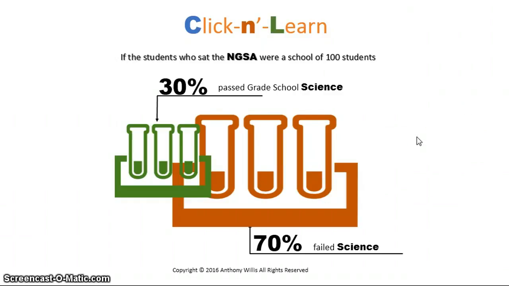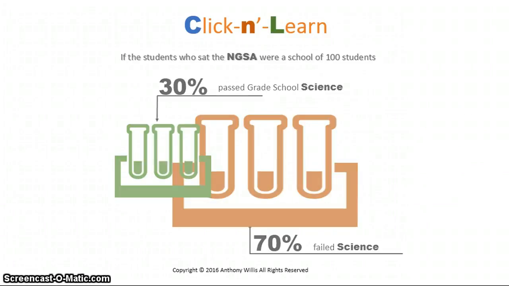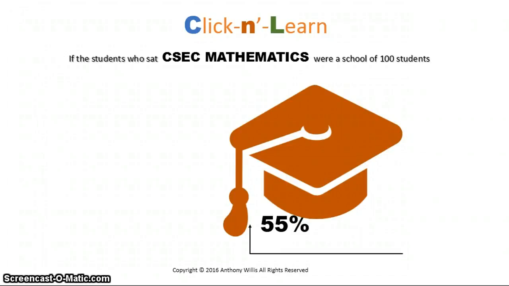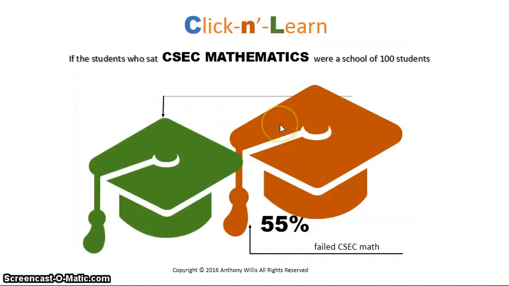What's it like at the secondary school level, CSEC level? If the students who sat CSEC mathematics were a school of 100 students, and here we're talking about roughly the same amount of students, around 11,000 who sat the exam. If we were to represent those who failed mathematics, it would be 55%. Those who passed, 45%. I've used these graphics to illustrate to those who are not very numerate to see the relationships visually.